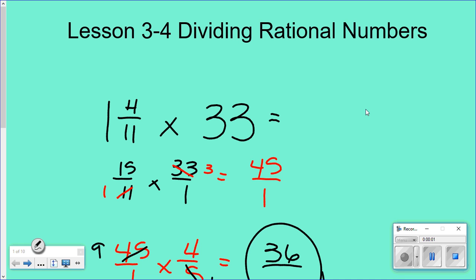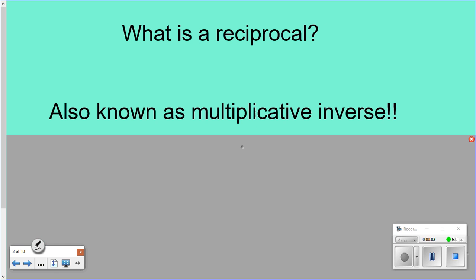3, 4 dividing rational numbers. Okay, so what's a reciprocal? Okay, it's also known as the multiplicative inverse. Now today and from now on, they're not going to use reciprocal. It's kind of an elementary word. They're going to use the word multiplicative inverse.